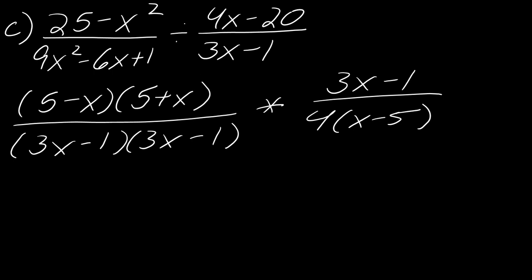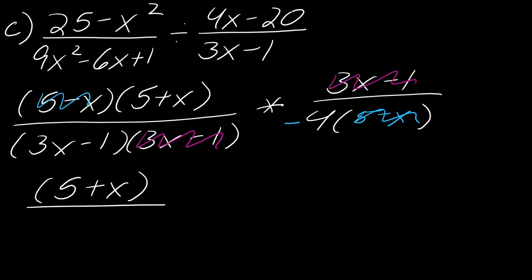Now what can I cancel? Well, I can cancel out this 3x minus 1. And then I have 5 minus x and x minus 5, so this is going to require the -1 trick. I'm going to put a negative in front of this 4, and then I'm going to flip this. I'm just doing that for space considerations. You're going to want to make it really clear if you are using that trick that you flipped that. Now that I've done that, the 5 minus x's can drop out. And so then I'm left with 5 plus x over -4 times 3x minus 1. And that's as far as that one will go.